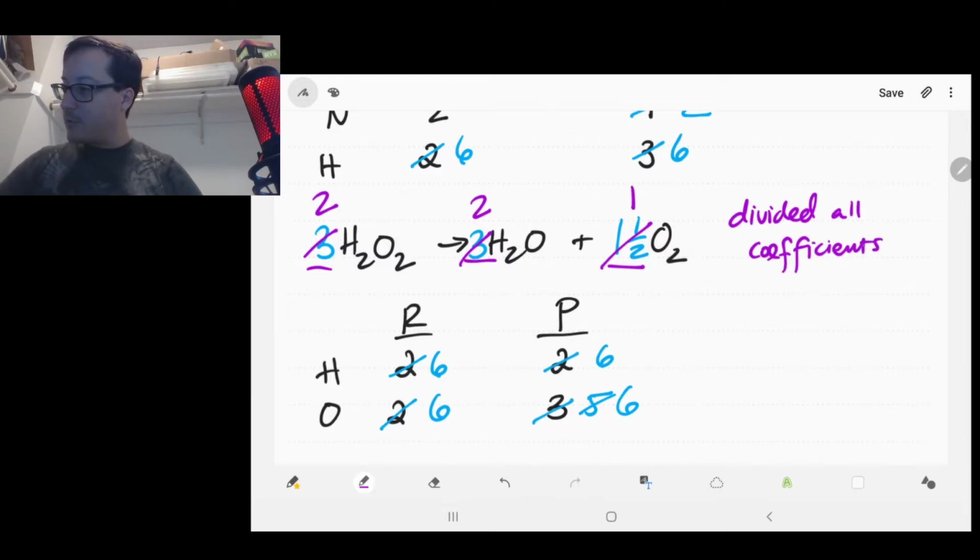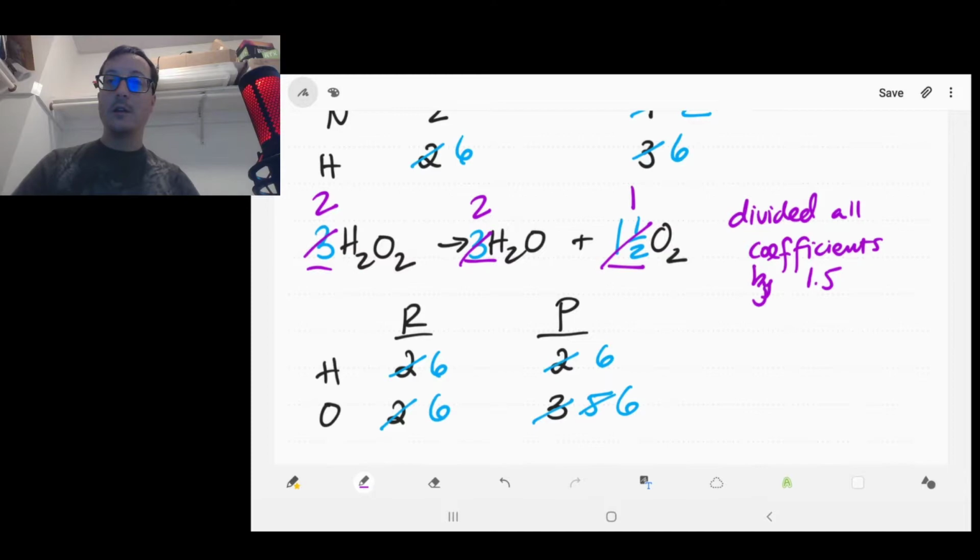Divided all these coefficients by 1.5. Again, because we want them to always be kind of the lowest ratio that we have. And we can see here, okay, well, that should work, but let's go ahead and check our atoms here. We can say, okay, hydrogen, now we have 4. We have 2 hydrogen peroxides, and we've got 2 waters, so therefore 4 of those.